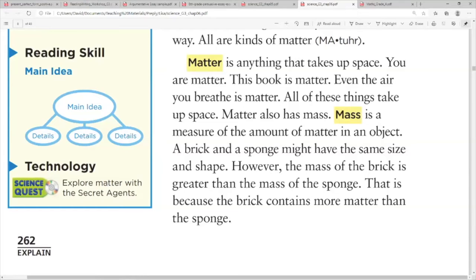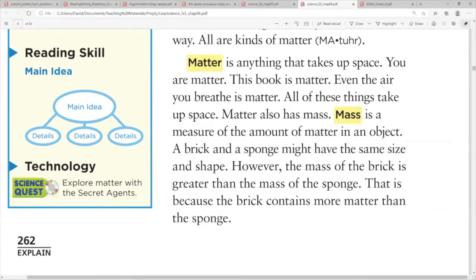Exactly. And then it goes on to say, it makes it even more simple. The brick simply contains more matter than the sponge. So it's more tightly compacted together. There's more stuff in there. There's more matter in the brick. So the brick is heavier, right? Even if it's the same size, it's heavier than the sponge.